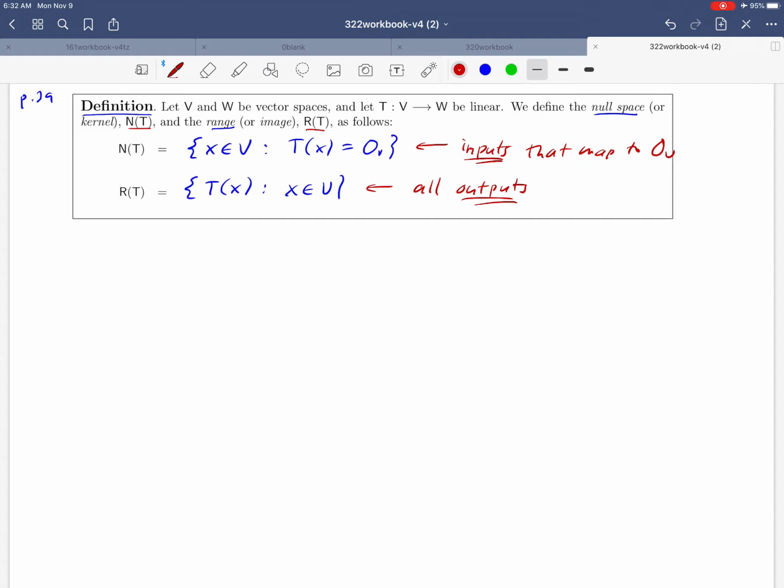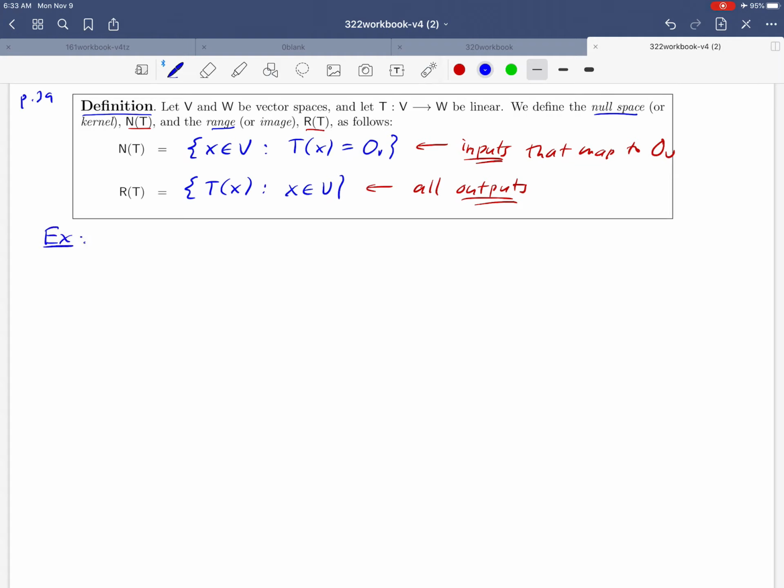All right, and it turns out that these two sets are absolutely fundamental to the study of linear transformations. They're going to come up over and over and over again for the rest of this chapter and then also the rest of the course. So let's take a couple of minutes just to explore these definitions with a couple of examples.